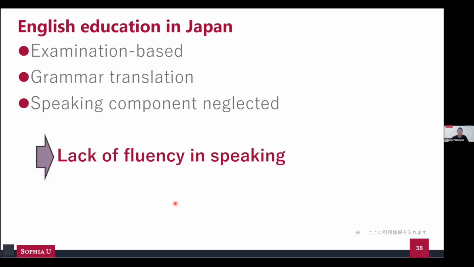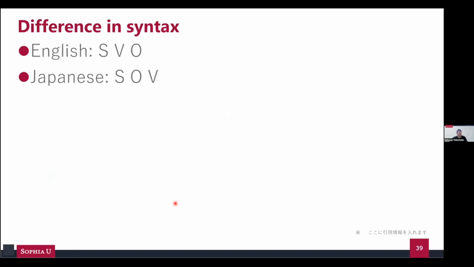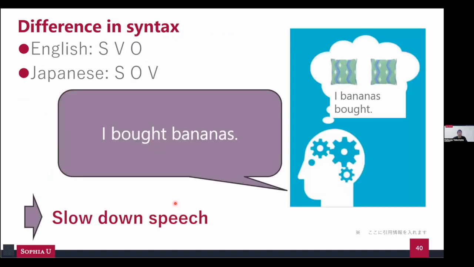So we understand that. And the difference in syntax too: English is SVO word order, which is quite different from Japanese SOV, right? So Japanese people think "banana spot" in their mind, and they try to construct and reshuffle the word order from the Japanese. So this extra process slows down the speech, so they lack fluency. They can't use fluent rhythm.